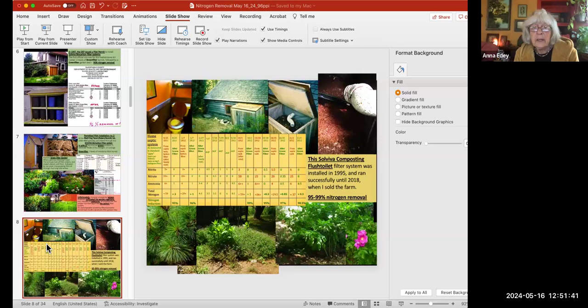Then I did this system at home. I put in a flush toilet upstairs to replace the composting toilet because I saw the writing on the wall that no more than 10% of the population will ever prefer to have a compost toilet instead of a flush toilet. I among them. So I built this box, and the toilet drained into this box.